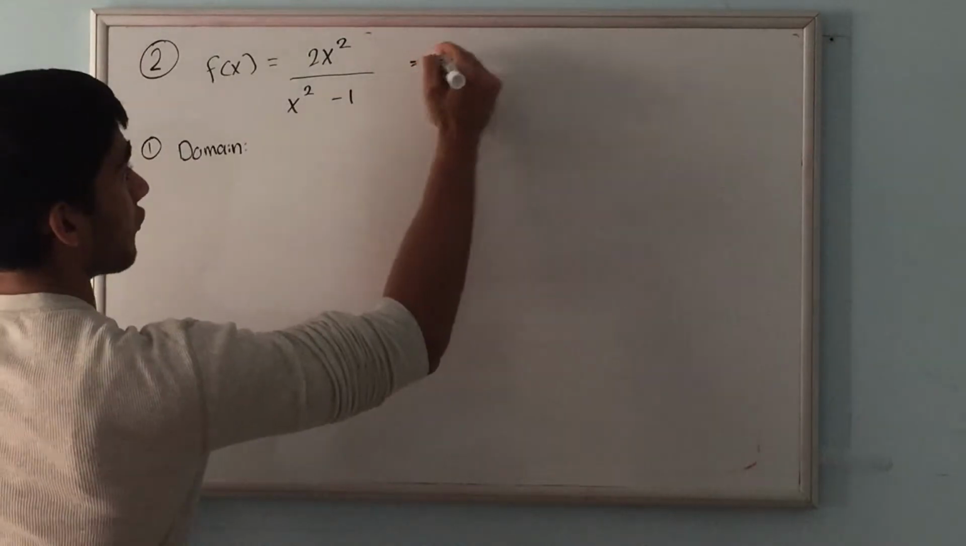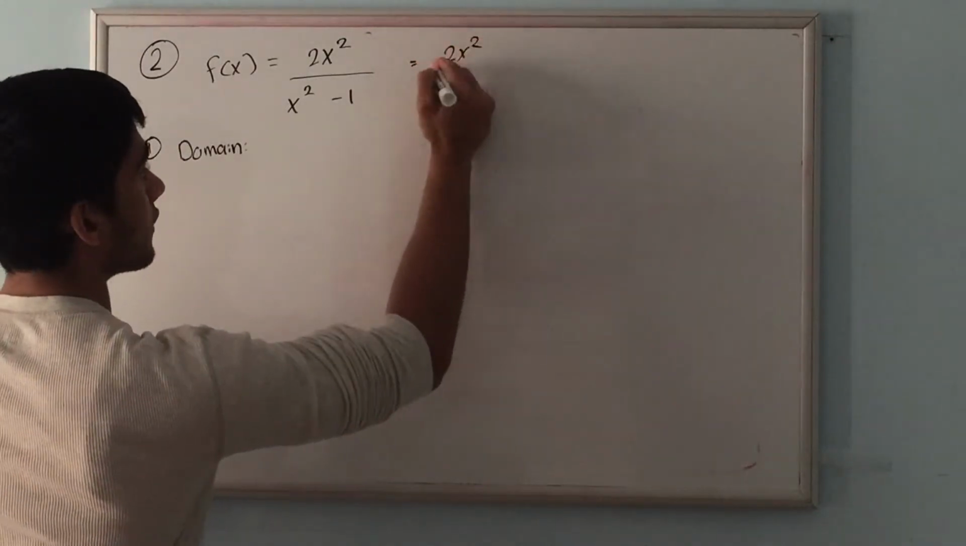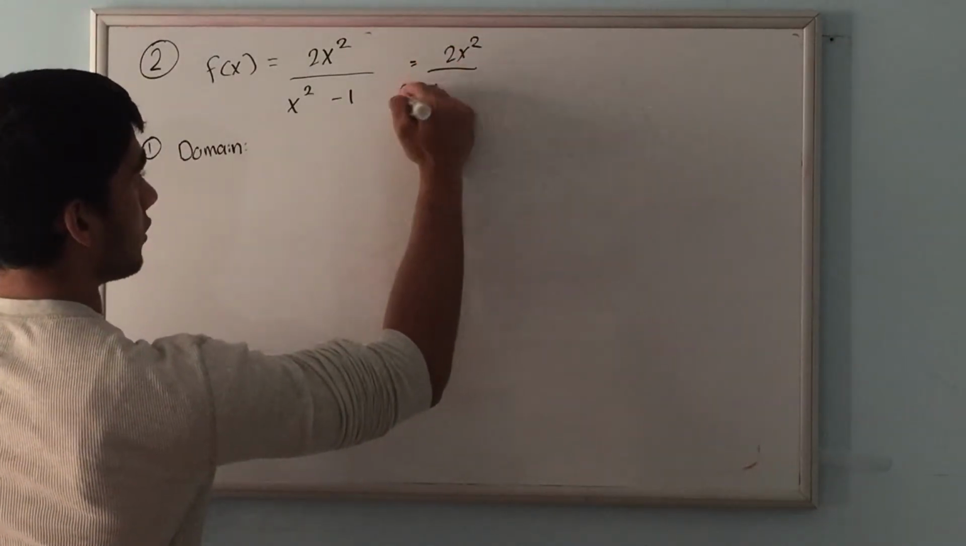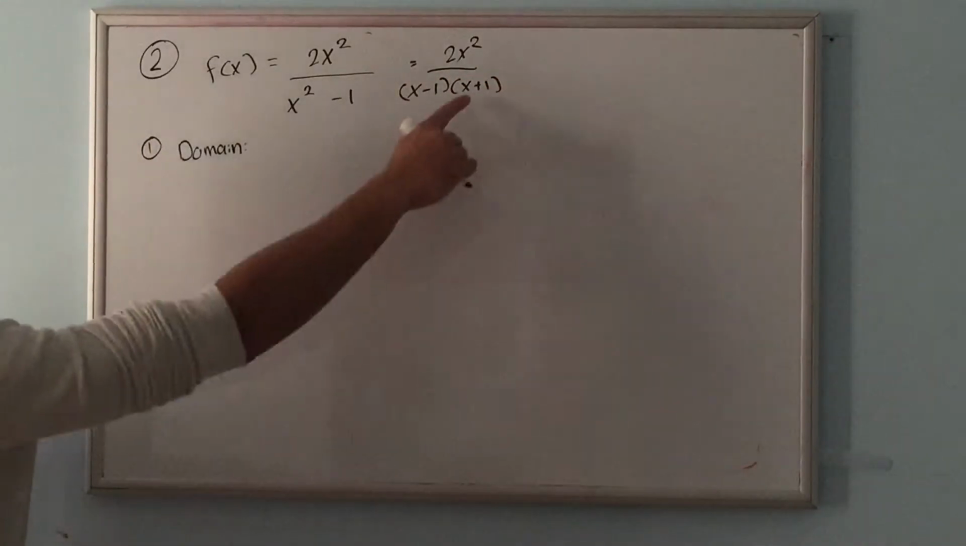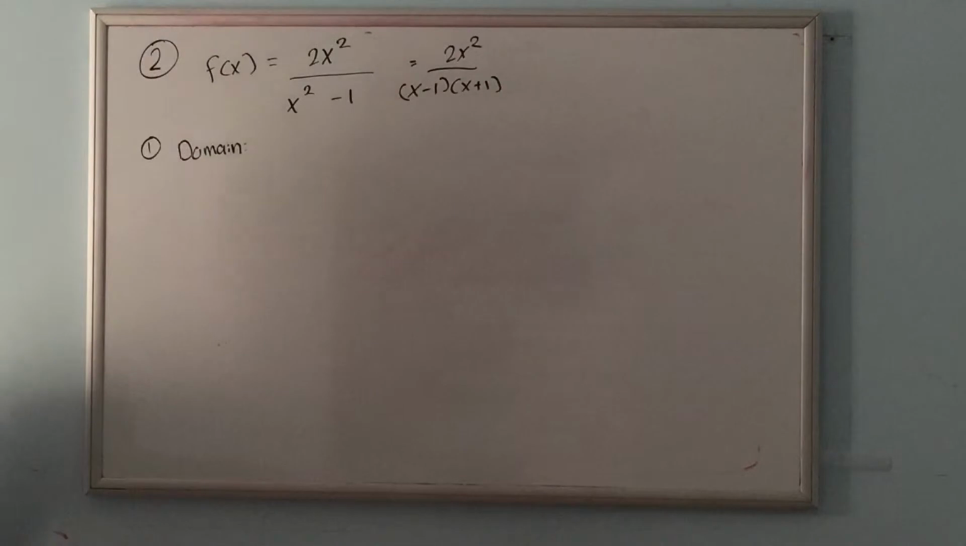That is because if we factor the bottom, x minus 1 times x plus 1, notice how if we plug in negative 1 here, the denominator becomes 0, and we know that we cannot divide a number by 0. And if we plug in 1, we also get the denominator equal to 0, and we cannot divide a number by 0. So our domain includes all numbers except negative 1 and 1.